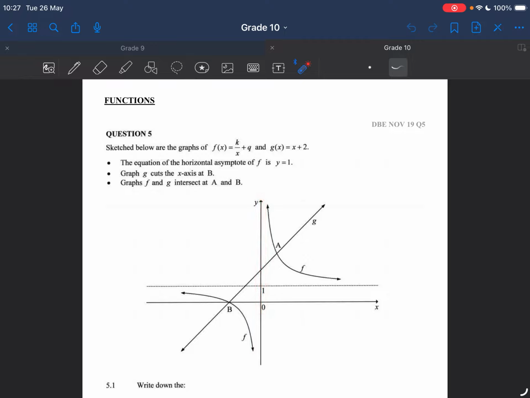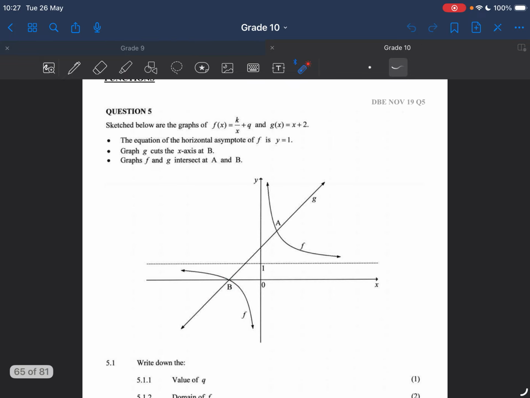Graph g cuts the x-axis at B, and f and g intersect in A and B. So the two graphs meet at this point and this point. So here's my hyperbola going here and then here, and my straight line going there. They meet at these two points. B happens to be the x-intercept of g and also a point of intersection.